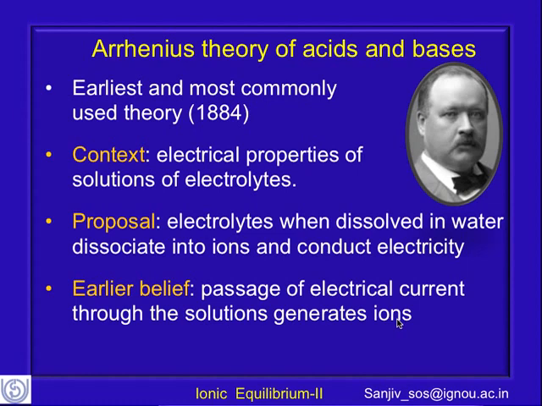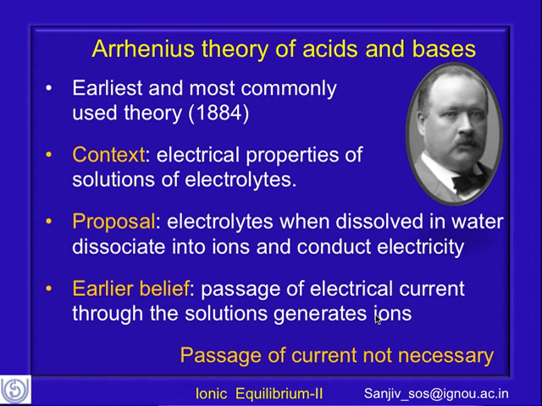Prior to Arrhenius, people thought that you have a solution, and when you pass electricity through it, only then are the ions generated and they start conducting. As against that understanding, Arrhenius said, no, we don't need to pass electricity for it to become conducting. The electrolyte itself has ions. When you put it into solution, these ions get dissociated, and these ions are then able to conduct electricity. That is the Arrhenius theory of electrolytic conduction.